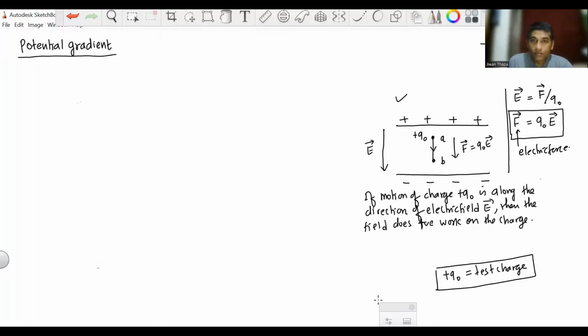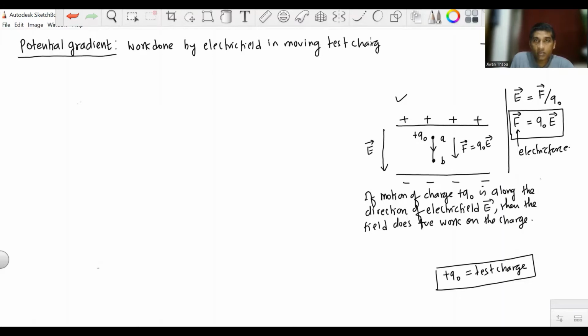Now work done by electric field in moving test charge plus Q naught from point A to B is. So work done in moving from A to B. So we can write in this way.